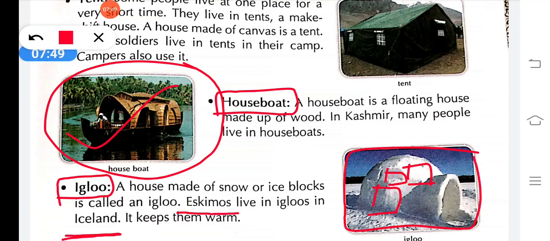Eskimos live in igloos. Eskimos means people of Iceland. They are called Eskimos. They live in igloos. These igloos keep them warm.